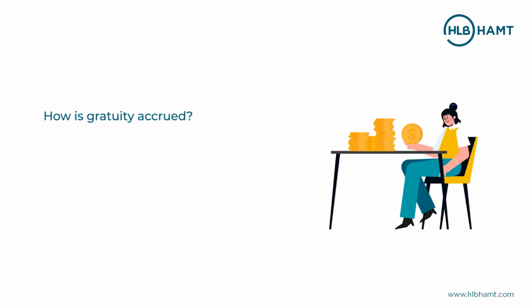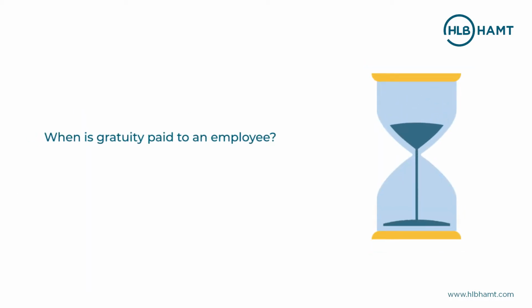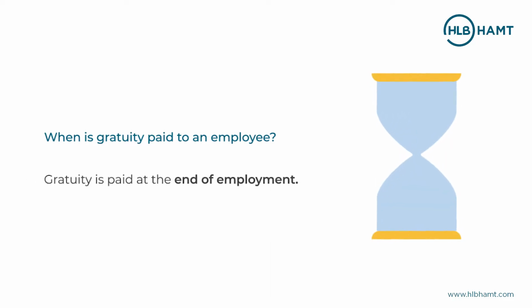How is gratuity accrued? Gratuity calculation is accrued on the following basis. A. If the service period is below 5 years, at half a month's salary per year. B. If the service period is more than 5 years, at a full month's salary per year. When is gratuity paid to an employee? Gratuity is paid at the end of employment.